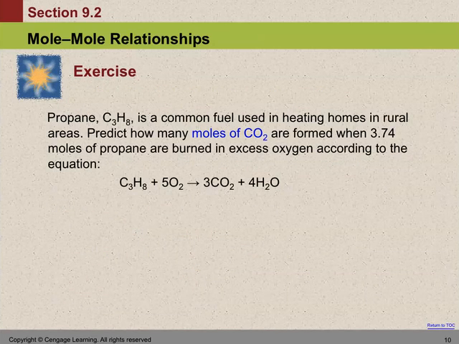Propane has the formula C3H8. It's a common fuel used in heating our homes, and we can predict how many moles of carbon dioxide are formed if we start with a set amount of moles of propane. In this case, we're starting with 3.74 moles of propane. That's burned in excess oxygen, according to the equation here. Propane, 1 mole, reacts with 5 moles of oxygen to produce 3 moles of carbon dioxide and 4 moles of water.